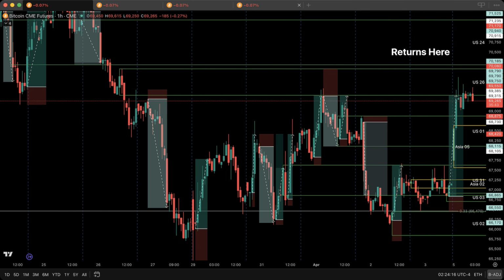Now add the idea of compression. Compression is not just smaller candles. It is repeated formation inside the same boundaries. Each session forms closer to prior session edges. Each move starts with less available distance. Each reaction happens faster. Now look again. The lower side is still defined by March 27th. The upper side is still defined by March 31st and March 30th.